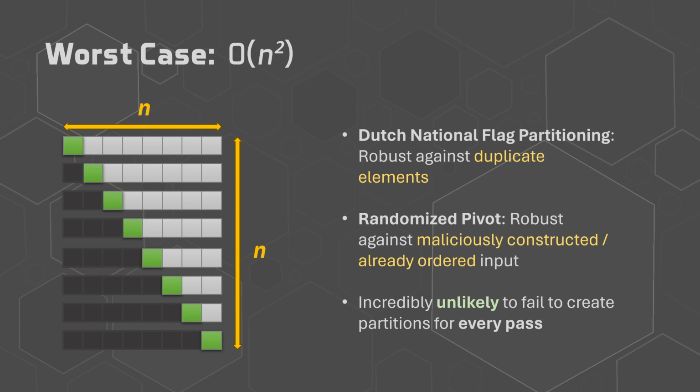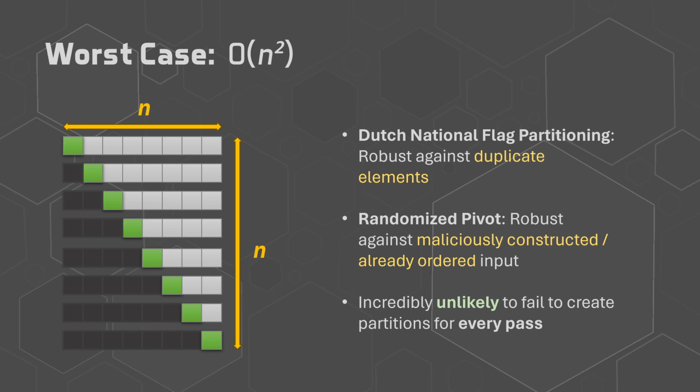So the Dutch national flag partitioning algorithm does not make the O(n²) case go away. Unfortunately, there's nothing we can do to really make it disappear. But with that said, we've made it harder and harder to reach, and that's a victory too.